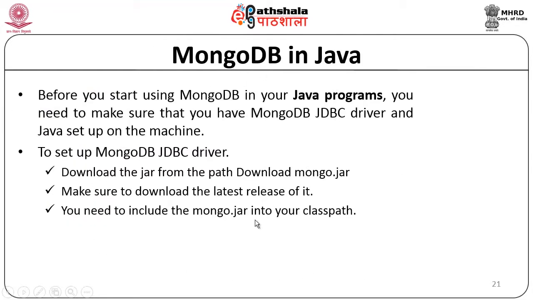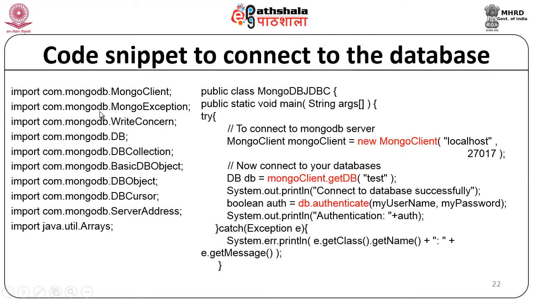Now, we should also know how MongoDB can be connected to various other application development frameworks. Before you start making use of MongoDB with Java programs, you need to make sure that you have MongoDB database connectivity, the MongoDB JDBC driver and Java set up on the machine. To set up the MongoDB JDBC driver, you first should download the jar file from the download path for mongo.jar. Then you see to it that you have the latest release of it, and then you can include this mongo.jar in your class path.